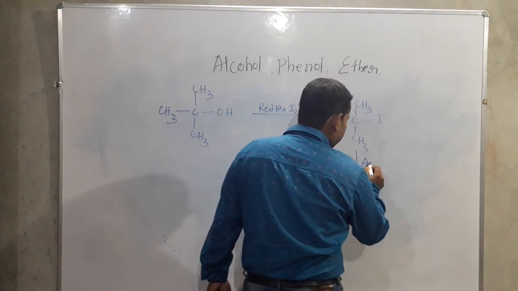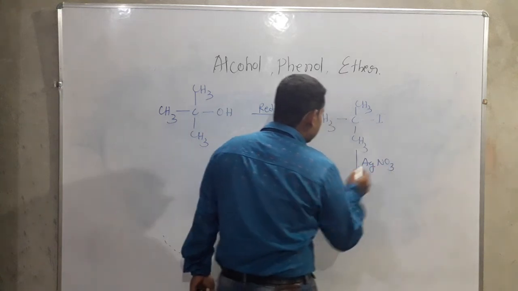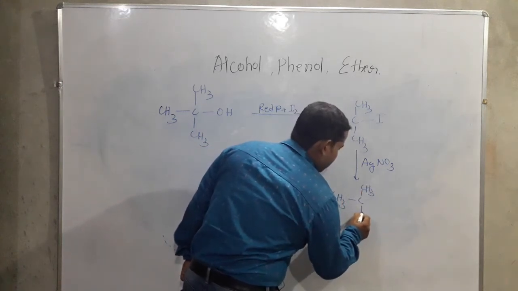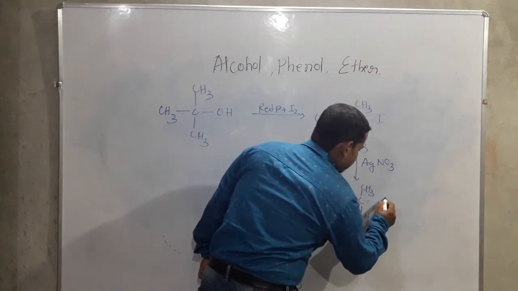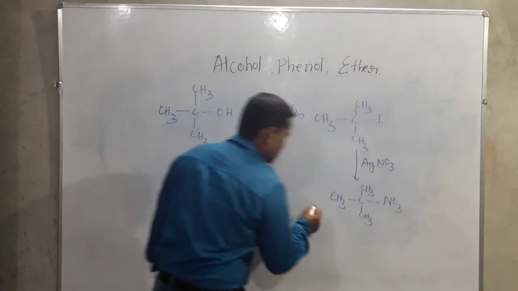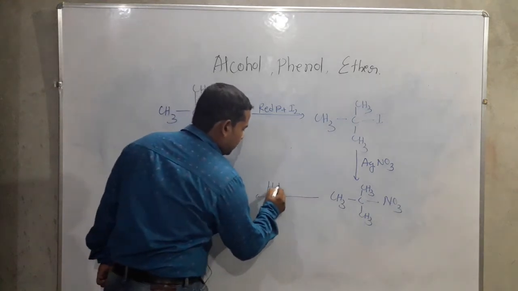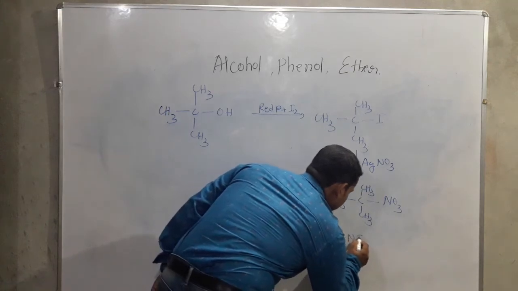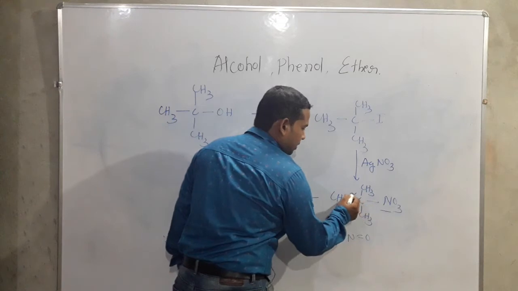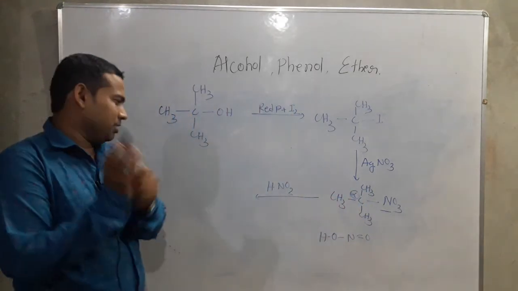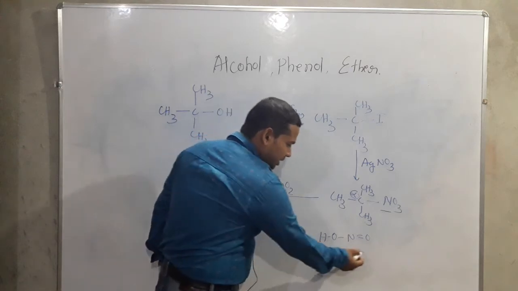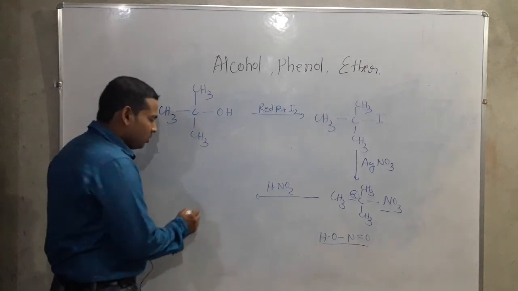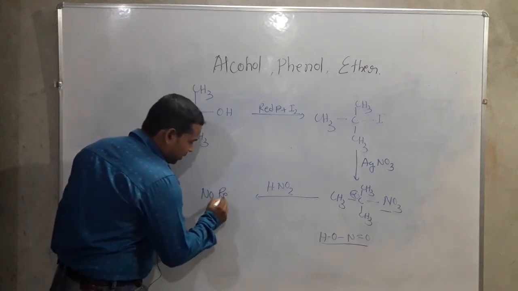Then AgNO3, (CH3)3C-NO3. After then you will add HNO2, that is HON double bond O. So with respect to NO3, this alpha carbon does not contain any kind of alpha hydrogen. Due to the absence of hydrogen, this HNO2 is unable to react with tertiary nitrate. Clear? So that's why no reaction.